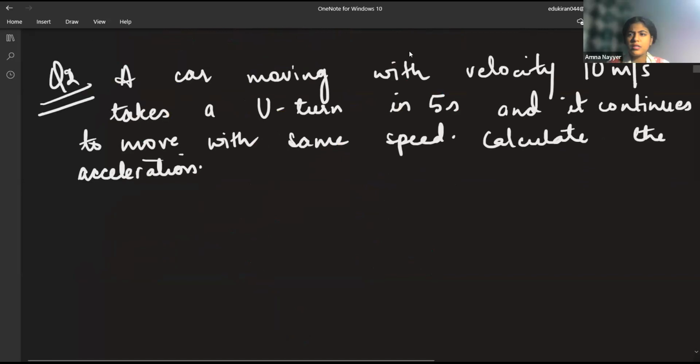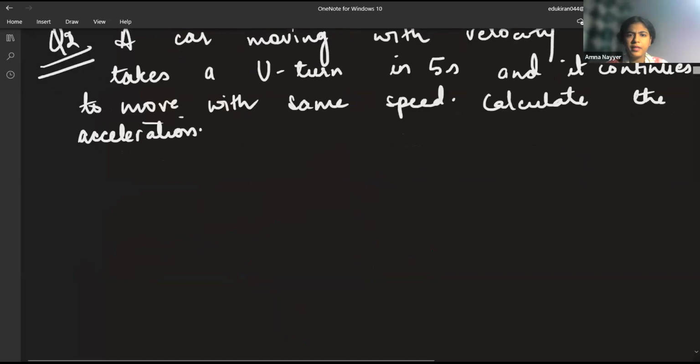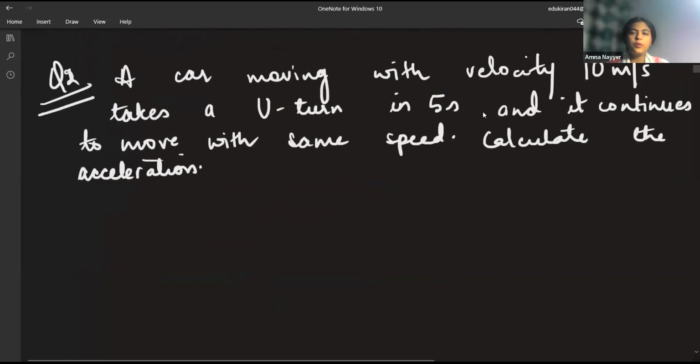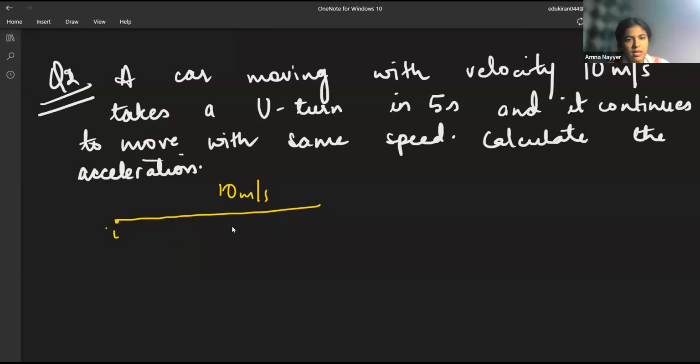Okay, this is the question which I want to discuss with you. It says that a car is moving with a velocity of 10 meter per second, takes a U-turn in 5 seconds and continues to move with the same speed. Calculate the acceleration. See class, this is the initial point. The car is moving at 10 meter per second, takes a U-turn and returns with the speed of again 10 meter per second. Time taken is 5 seconds.